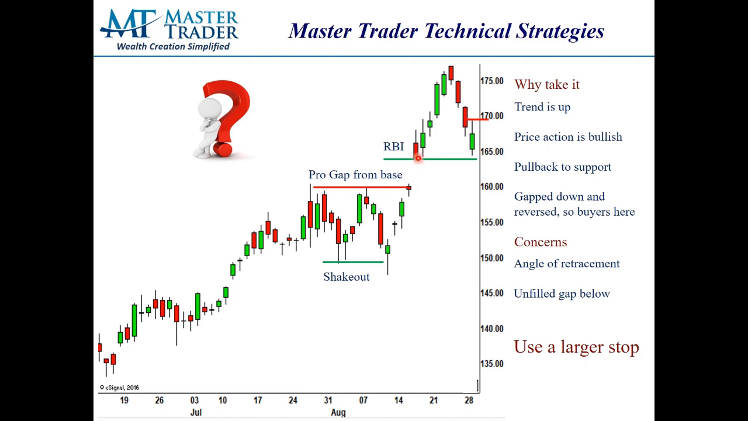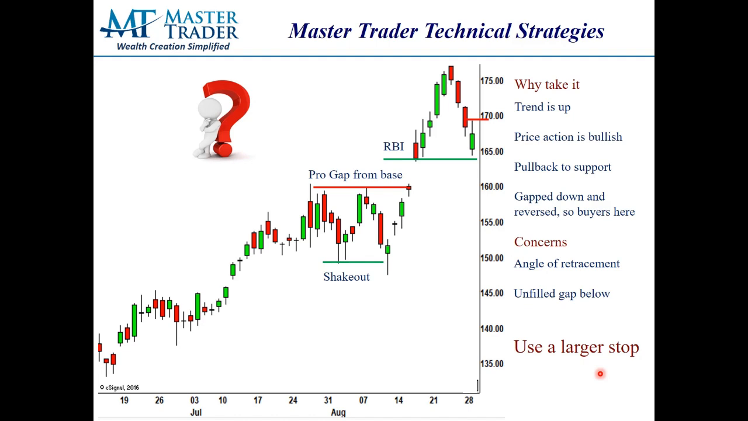It actually gapped up and closed above the opening price, and we call an RBI, a red bar being ignored, is bullish price action. And then prices advanced from there until they gapped up on this day, and then they began to pull back. And they pulled back into support and then reversed. So I know that there's buyers here. So what are the concerns with this? Well, the angle of retracement was pretty steep, and there is an unfilled gap below where this could pull back a little bit further.